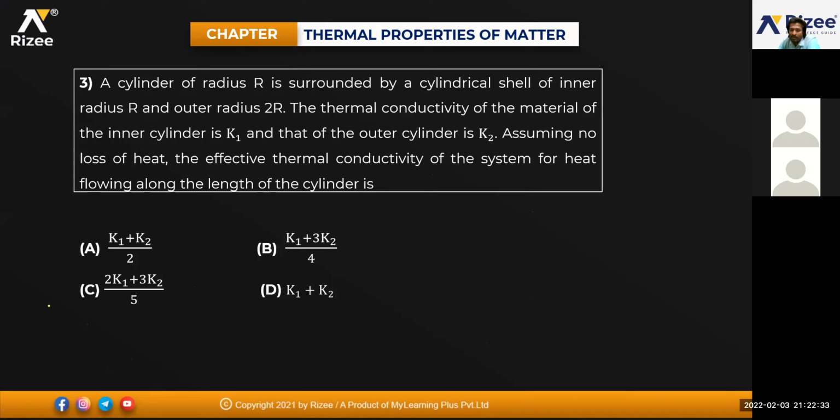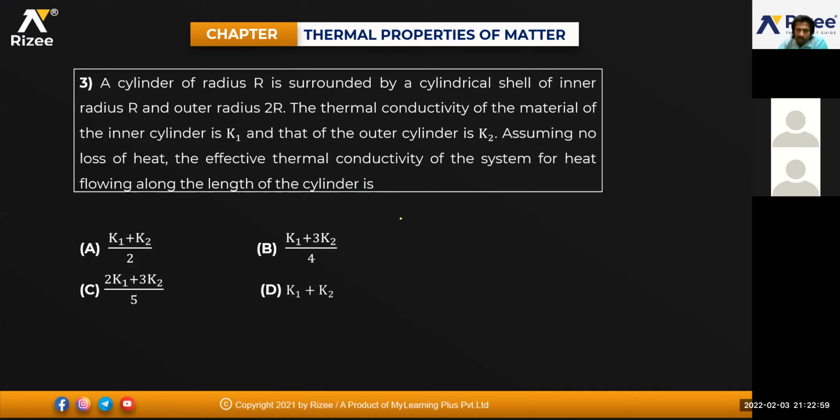Next one. Can anyone try the next one, beta? Very good question. A cylinder of radius R is being surrounded by a cylindrical shell of inner radius R and outer radius 2R. The thermal conductivity of the material of the inner cylinder is K1 and that of the outer cylinder is K2. Assuming no loss of heat, the effective thermal conductivity of the system for heat flowing along the length of the cylinder will be equal to how much?